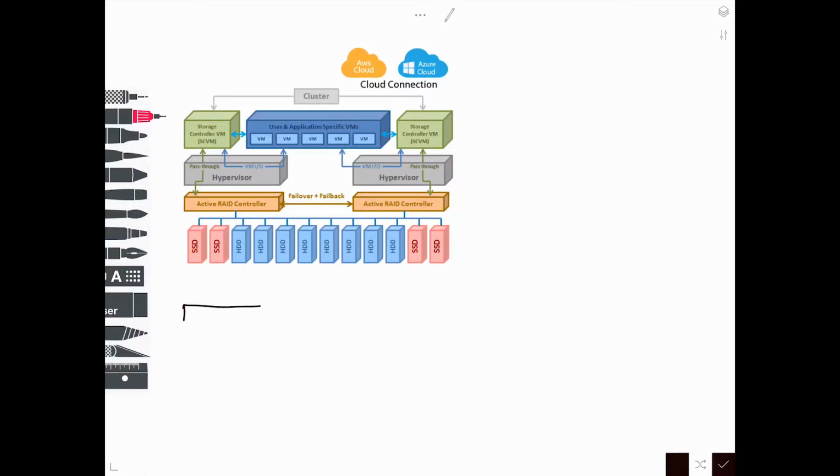One is called single node, which is basically a single controller with the RAID controllers and dual power supplies, hypervisor included, with hard drives, SSDs, and a fully virtualized environment. This could be a VMware hypervisor or Hyper-V, either one the customer can choose. Dual power supply here, active redundant.